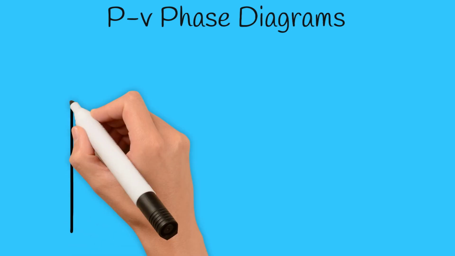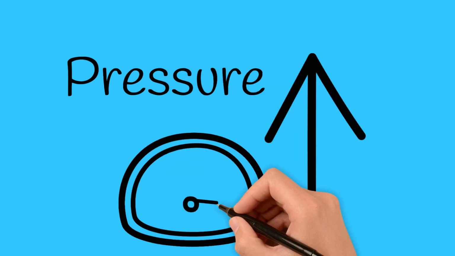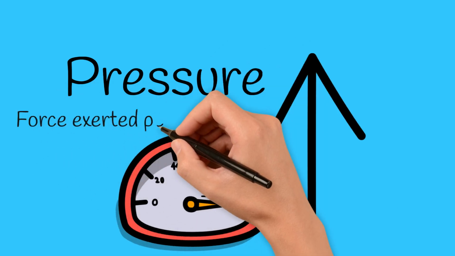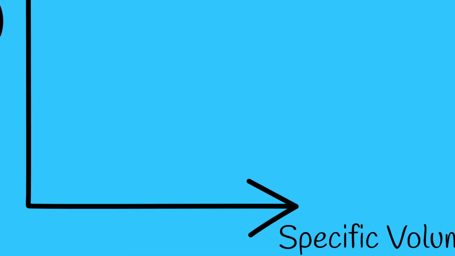In this video, as we're looking at PV phase diagrams, we will have pressure on the y-axis, where pressure is the force exerted per unit area on a substance, and specific volume on the x-axis.